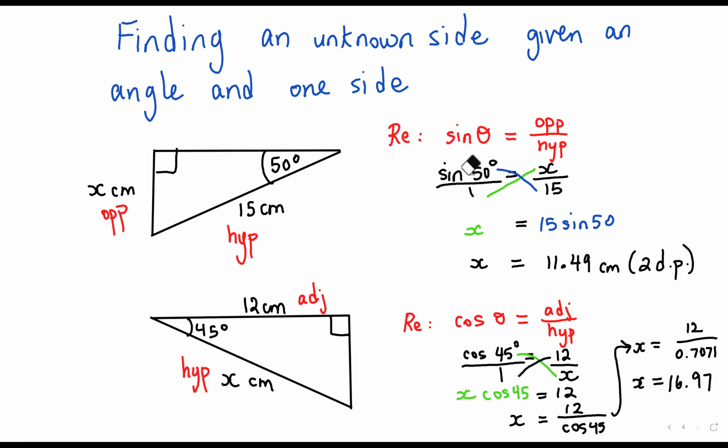So you say numerator times denominator, numerator times denominator. So I said 1 times x is x, and then sine 50 times 15, and I got 11.49.